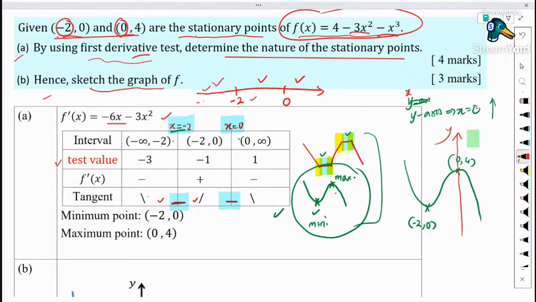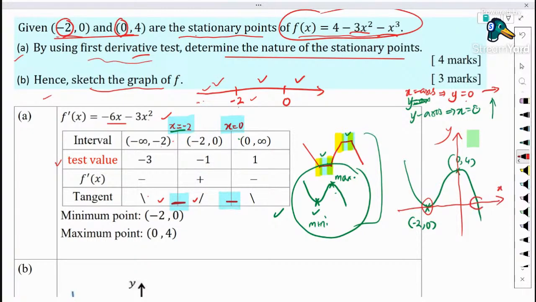Then we follow with the x-axis. The x-axis is a horizontal line where y equals 0. A horizontal line that passes through y equals 0. So coincidentally, we find out that this is what it happens to look like. It will pass through this point here for the x-axis.